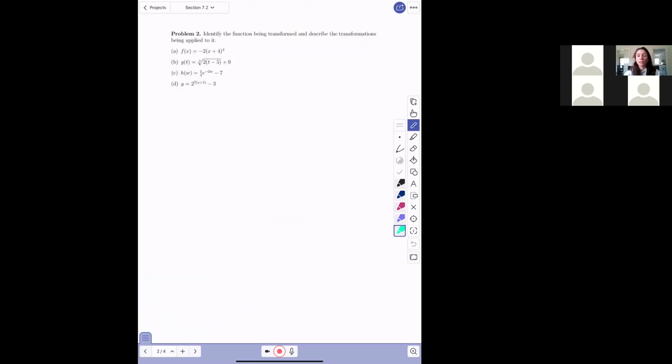Problem 2, similar to the last section, identify the function being transformed and describe the transformations being applied to it. So problem A, f of x equals negative 2 times x minus 4 to the power of 3. What kind of function is this, what's the parent function's type, if I took away all my shifting and scaling happening?